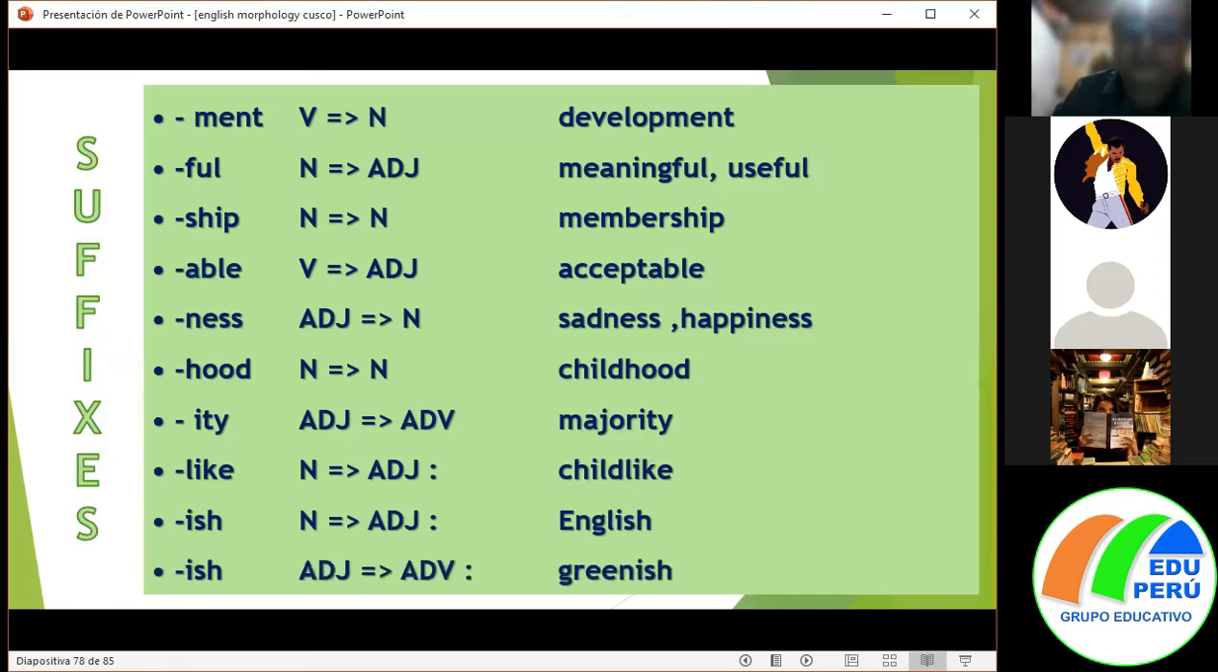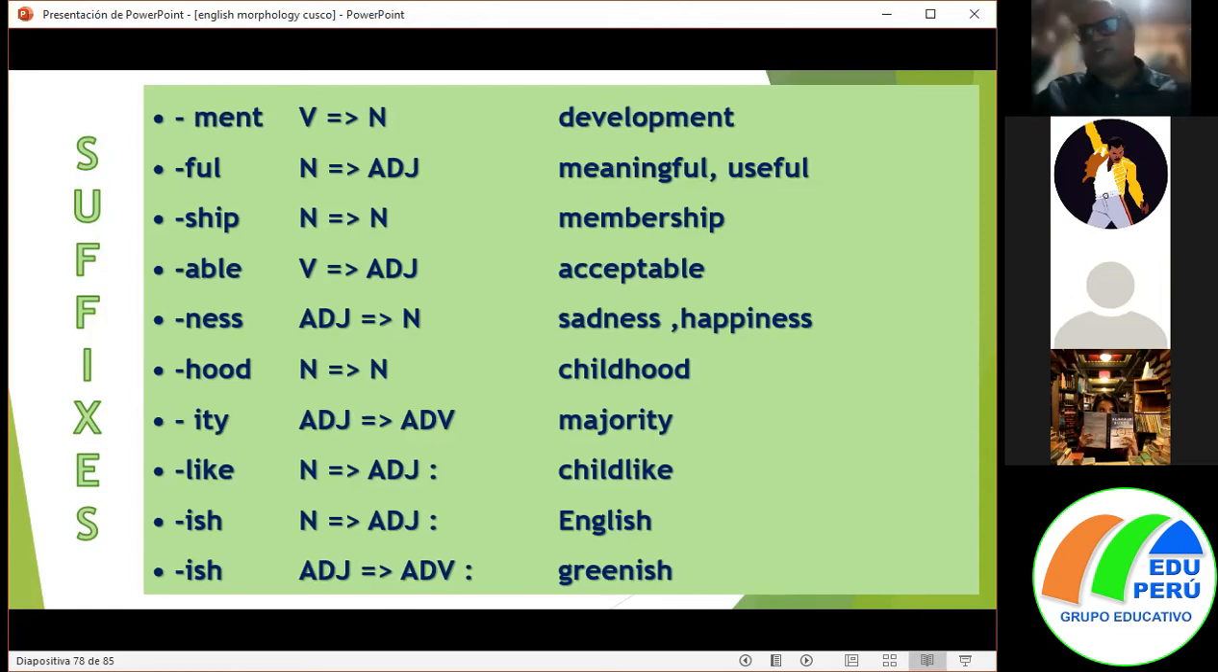And also you use it with colors too, no? From adjective to adverbs. Greenish, reddish. I don't know if you have seen this before. Greenish, reddish. So it's a kind of red or a kind of green, no? Dark or light, no? Darker or lighter. This is greenish, reddish. Don't forget about it.